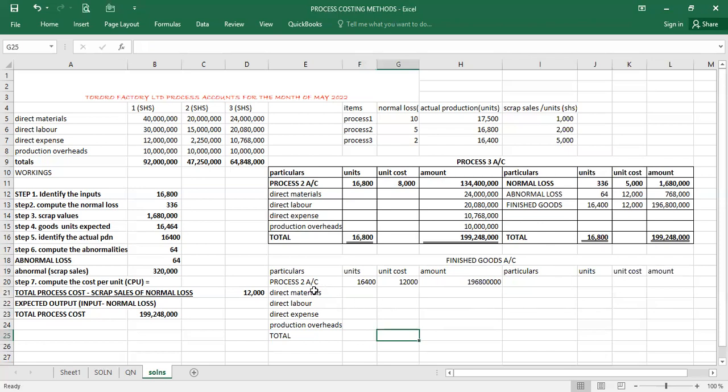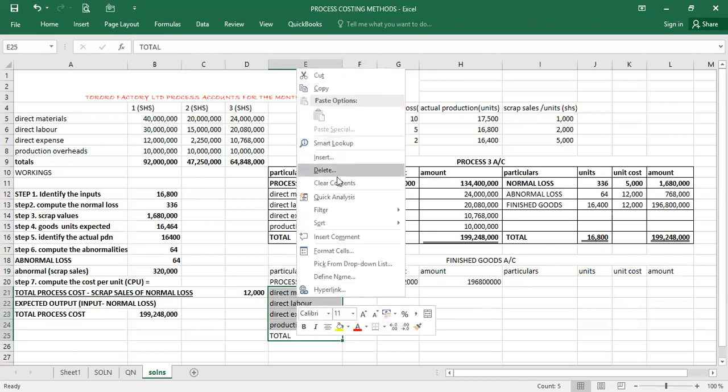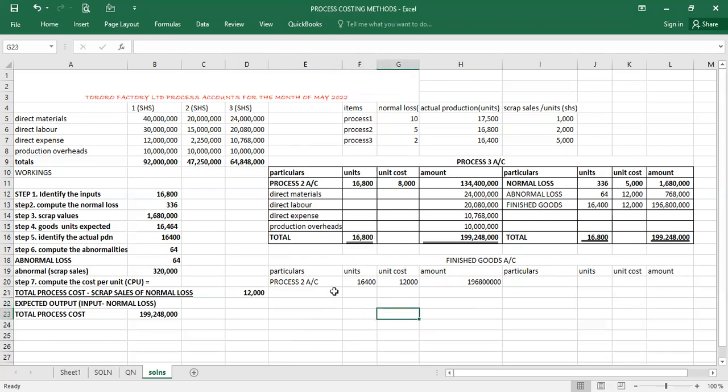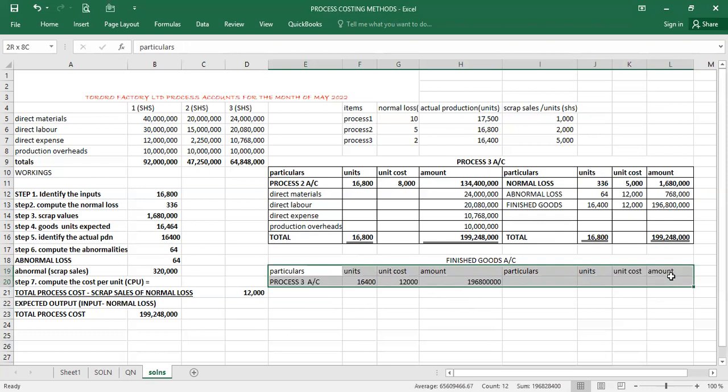Okay, this is what we need. Even this one we don't need it here. Even this one we don't need it. Okay, this is exactly what we need. But remember, we got this information from process 3. It was our last process. So when you get this information, this one you'll be done with our finished goods account.